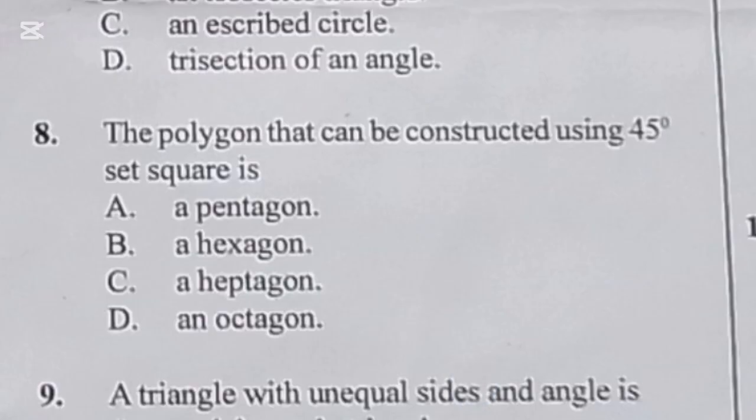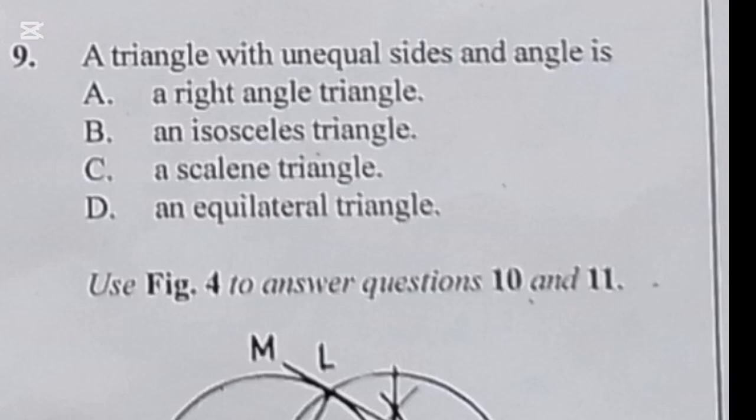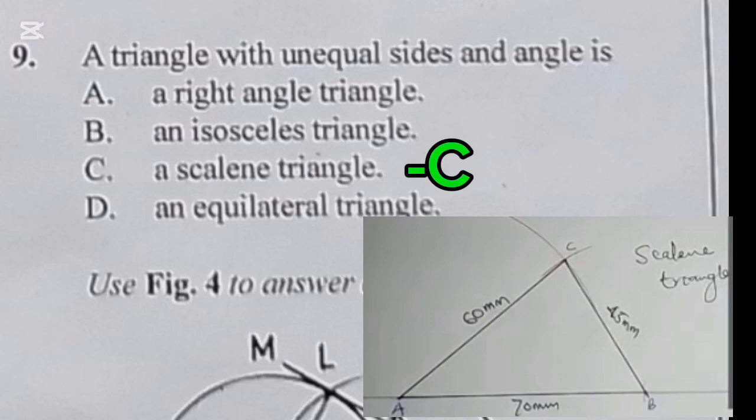So question 9 now. A triangle with unequal sides and angles: C is the correct answer there. A scalene triangle has 3 unequal sides and 3 unequal angles.